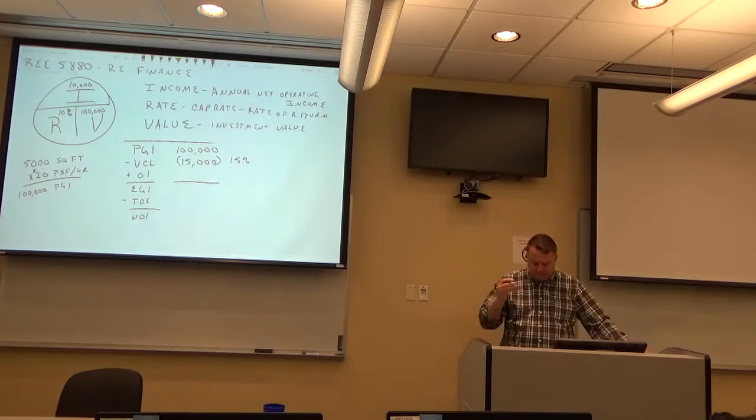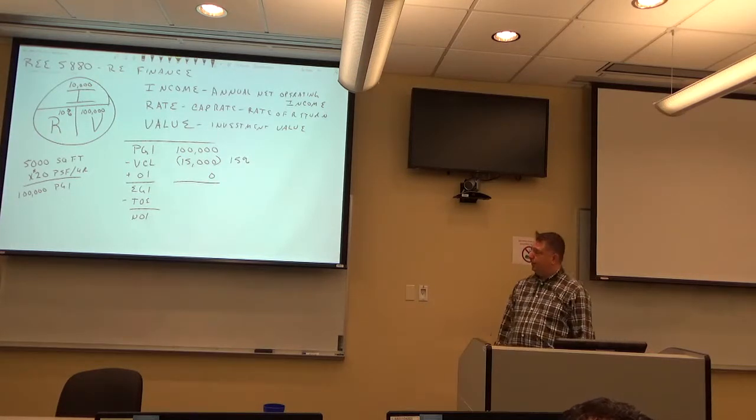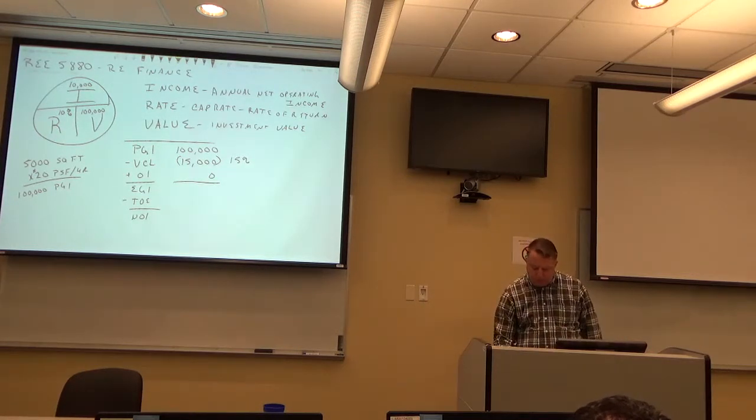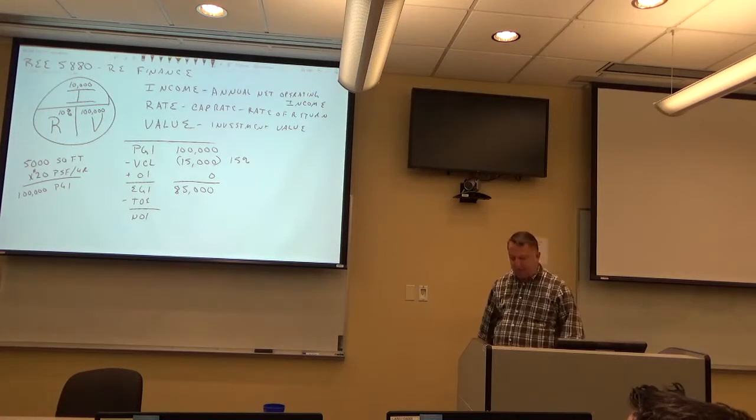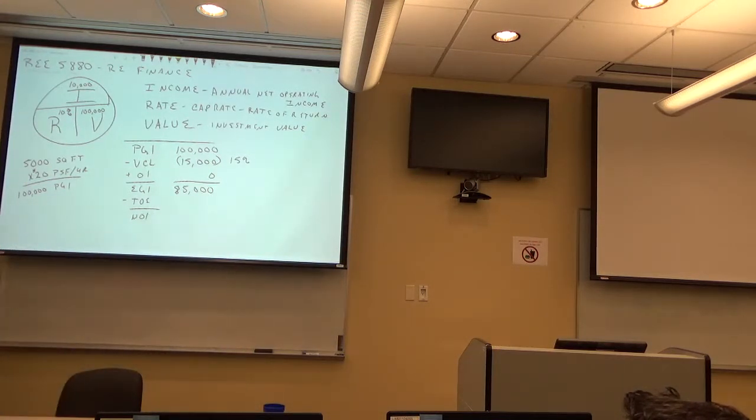So for this particular property, we're going to assume they don't have any additional other income. All right? So we simply do the math, and that's going to leave us with $85,000 as our effective gross income. So effective gross income is simply how much real hard cash currency comes in and is sitting in our bank, or that we have access to. Does that make sense?